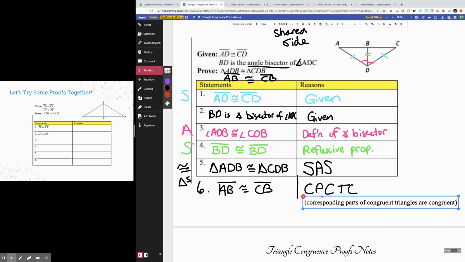So if you are asked to show the triangles are congruent and then break it down further to show that the parts are congruent, you can do that, but you have to show that the triangles are congruent first before you can use this CPCTC step. Once you know the triangles are congruent, then you can say all of the corresponding angles are congruent and all of the corresponding sides are congruent.